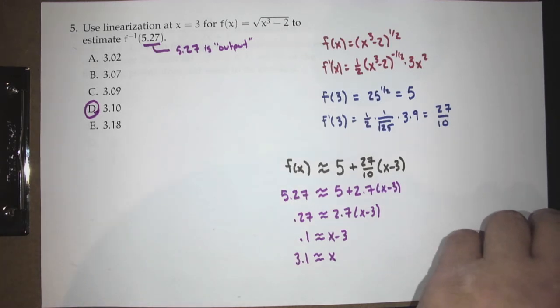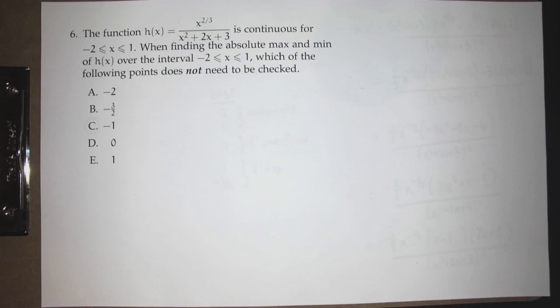Well, that leaves us one more multiple choice. Okay. So, the function h of x is x to the 2/3 divided by x squared plus 2x plus 3, and it is continuous for the interval from -2 to 1. That's a statement. That's not asking us to prove it. It's just saying it's true. When finding the absolute max and min of h of x over this interval from -2 to 1, which of the following points does not need to be checked?